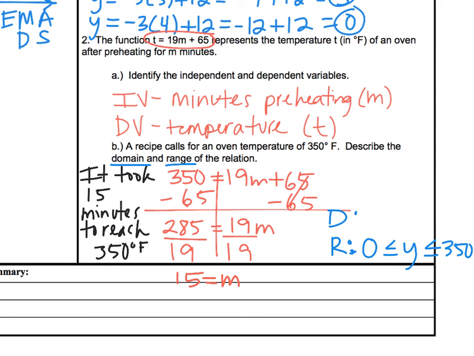How many minutes do we start with? 0. And how many minutes do we stop at? Oh. Aren't our variables supposed to be M and T? Dang it. Habit. So our domain, actually for this one, is M. And our range is T. Because it was preheating from 0 to 15 minutes. And during that time, it went from 0 degrees to 350.